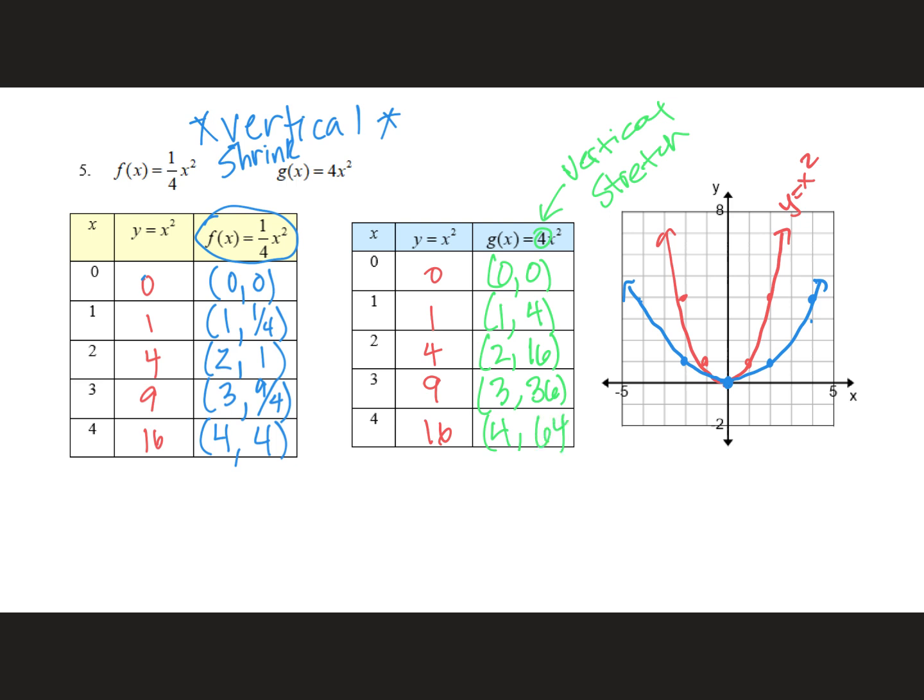So you see these numbers are going up much faster, still at 0, 0. But now 1 is at 4, and 2 is way up here at 16. I don't even have that scaled on my graph. So I've got this graph going up here. So this is g of x. Let me label this other one as f of x. And you can see that a shrink pushes it away from the y-axis and a stretch pulls it toward the y-axis.